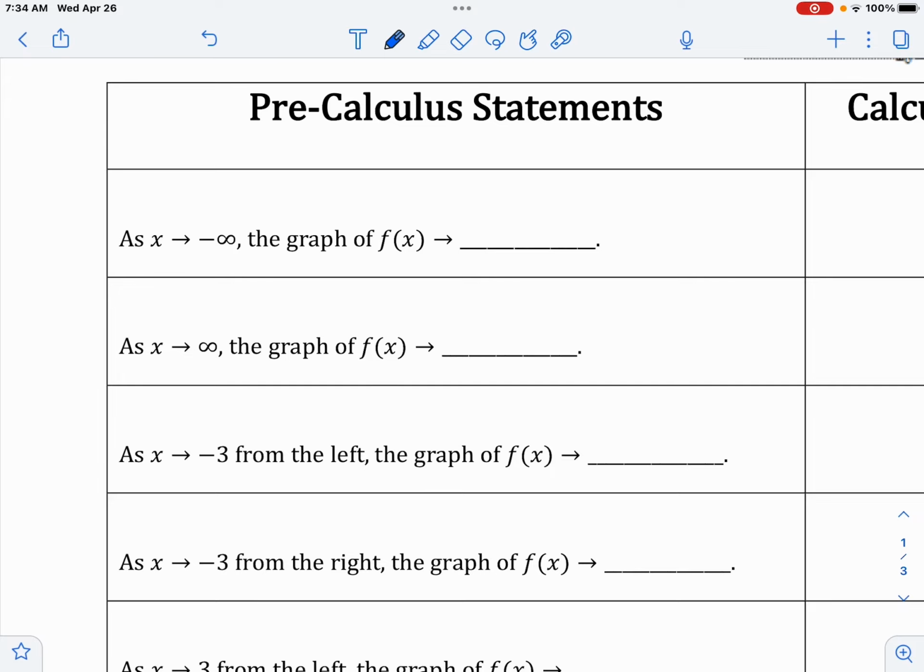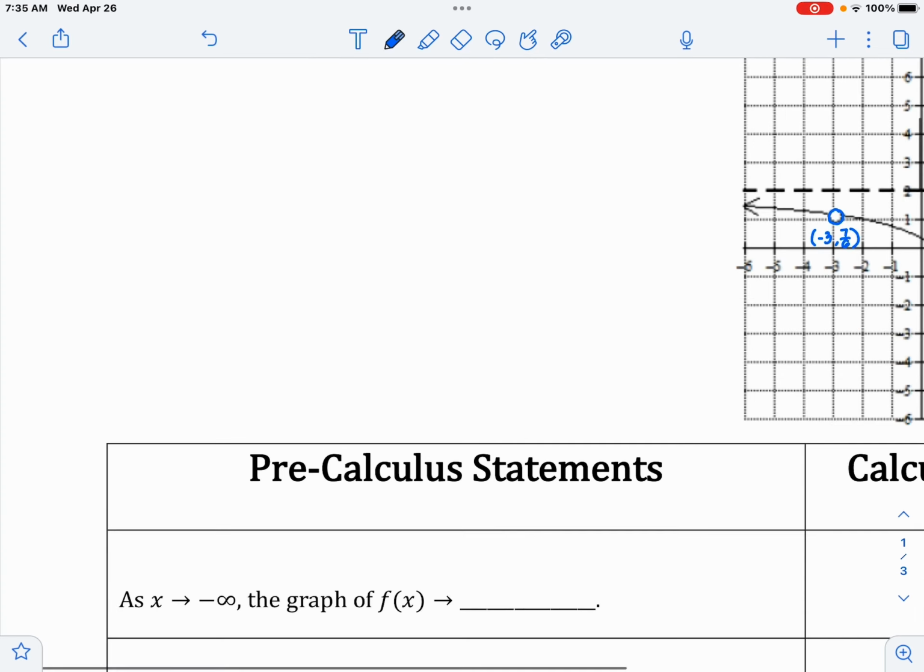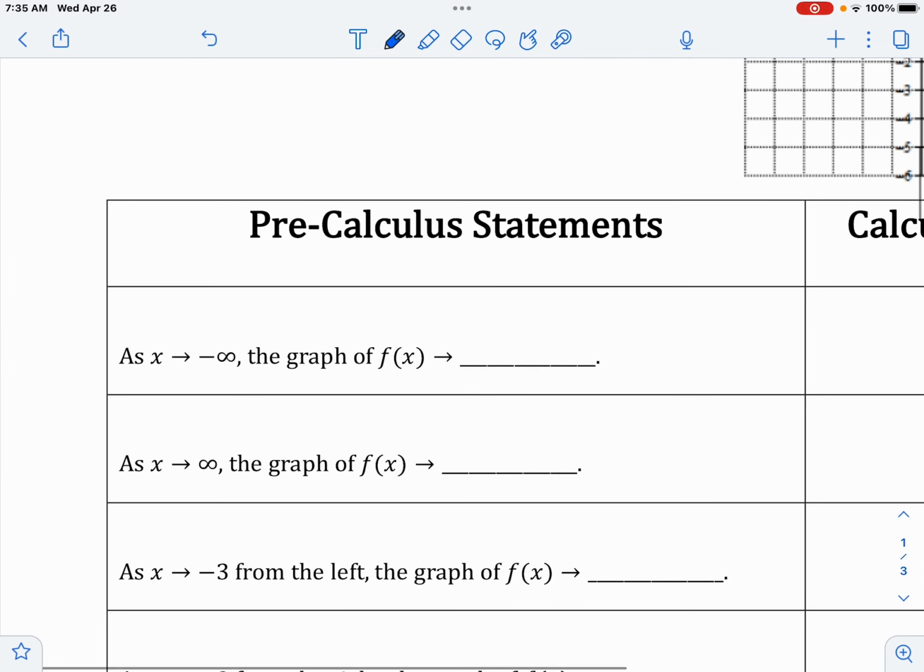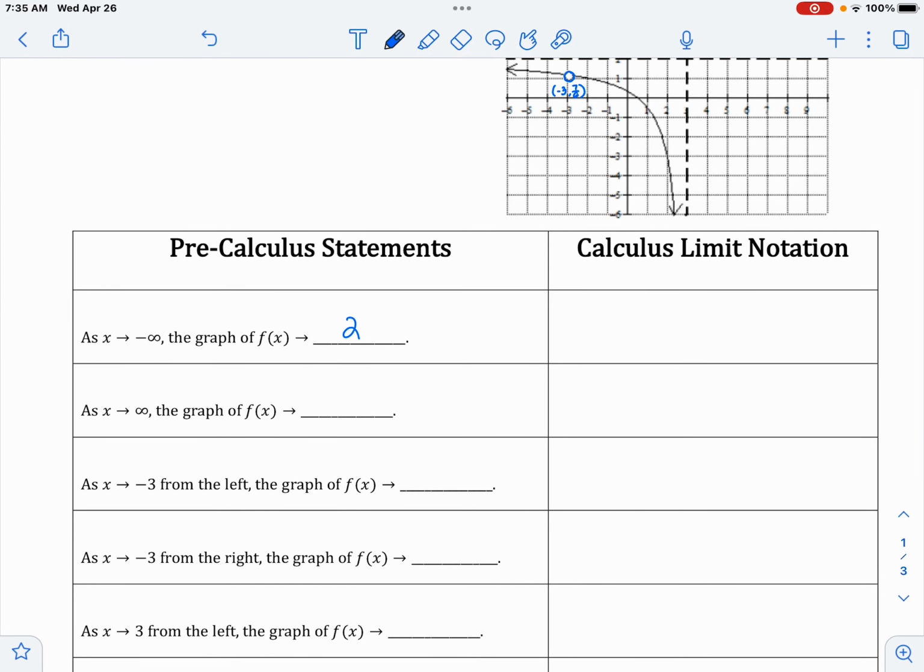It says as x approaches negative infinity, the graph of f of x approaches. We are looking at the end behavior and what's happening as our x values get smaller. There's an arrow that's leveling off and getting closer and closer to the asymptote, which is at 2. So f of x approaches 2. How we write that in calculus is the limit as x approaches negative infinity of the function, f of x, is 2.